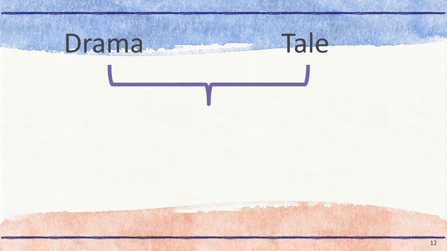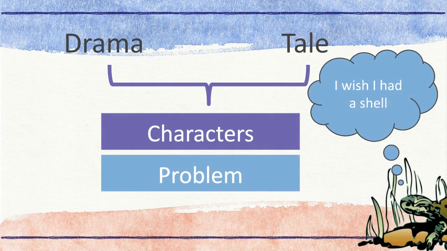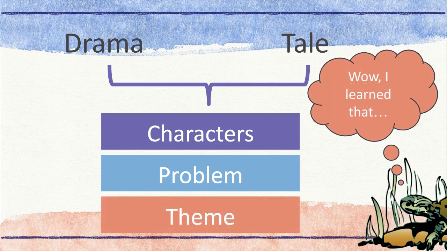They are both stories that include characters that must overcome a problem, usually teaching some kind of lesson or theme by the end. Authors write both tales and dramas for an audience and use details to help the audience visualize or imagine what is happening in the story.